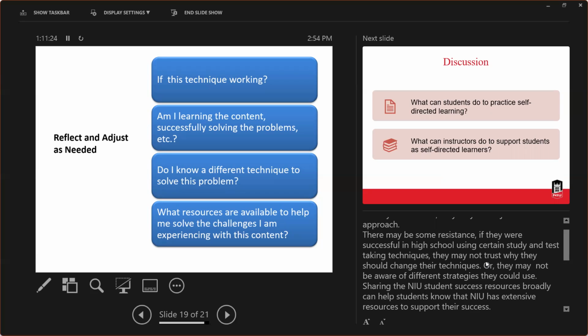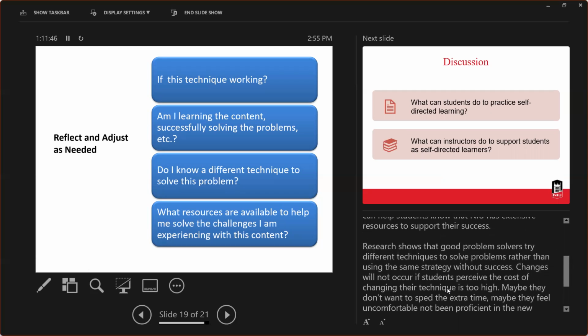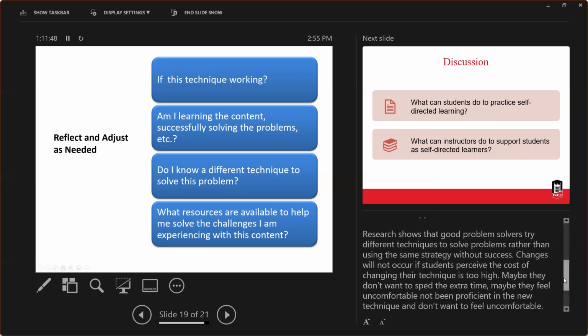And students need to ask, are they learning the content? Are they successfully solving the problems? If not, what do they need to do to adjust? Where can they get help? Do I know a different technique, or can I get some help from the professor? Maybe study groups in the class, or NIU even has a lot of online resources to help as well.